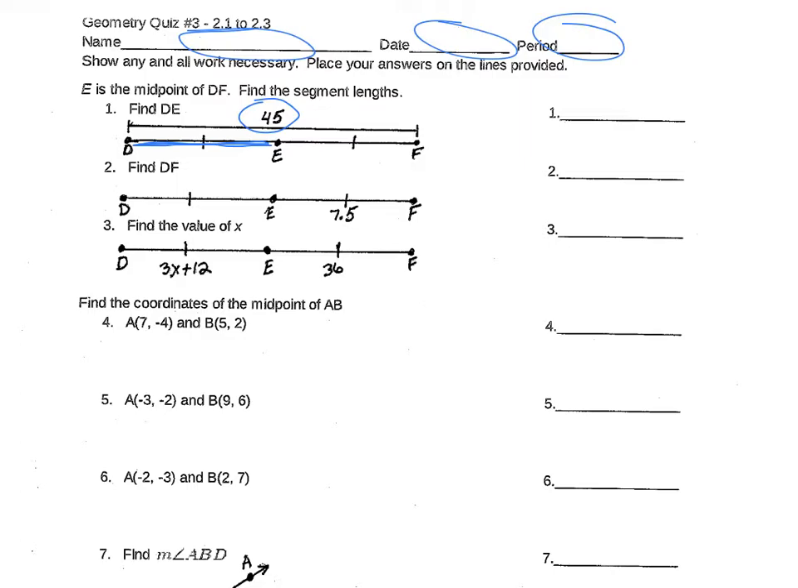In number 2, we want to find the distance of the entire segment from D to F. Half of this is 7.5. And remember to pay attention to these tick marks right here. Okay? Remember what those mean.